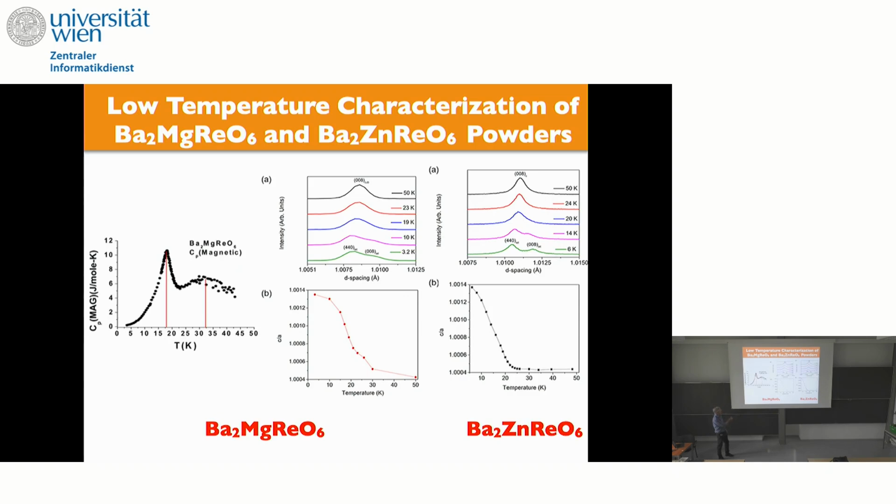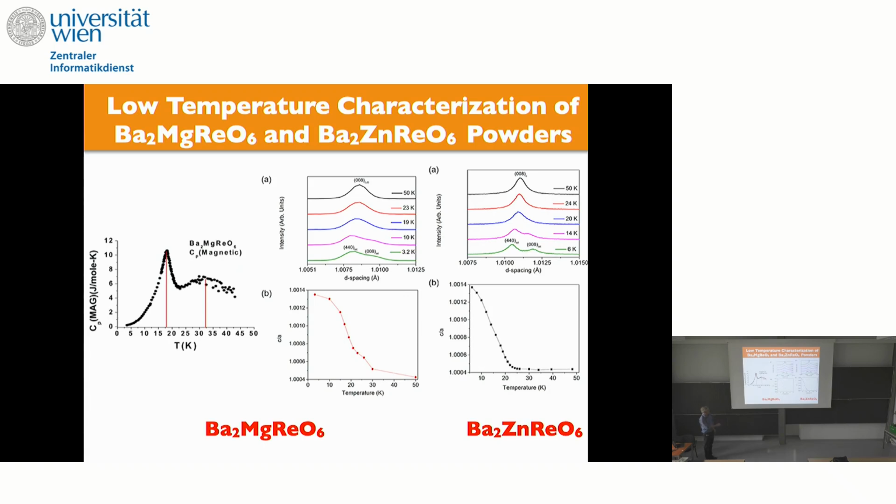So this is the magnetic heat capacity for the barium magnesium rhenate. We also saw that at about 30 Kelvin, there's a splitting in what are otherwise cubic Bragg peaks that are consistent with the same sort of distortion that had been observed previously. And we observed this in two different 5d1 systems.